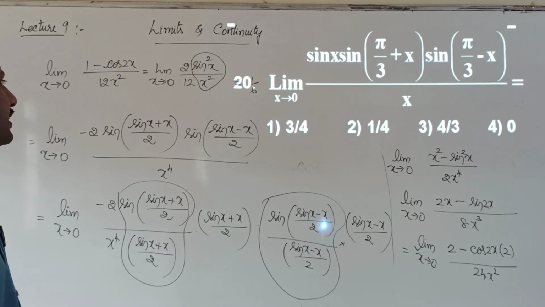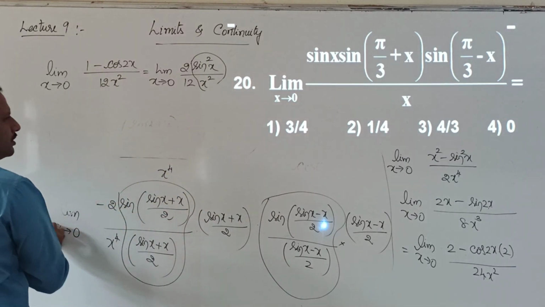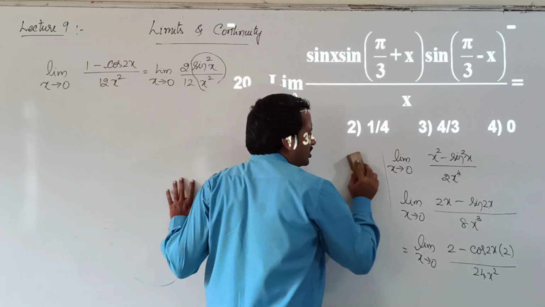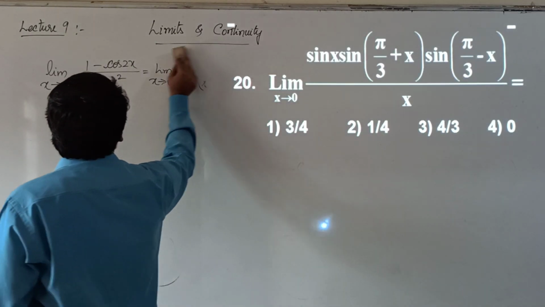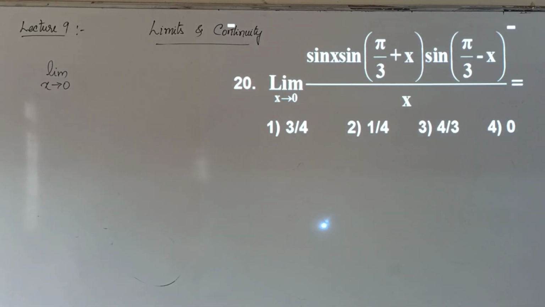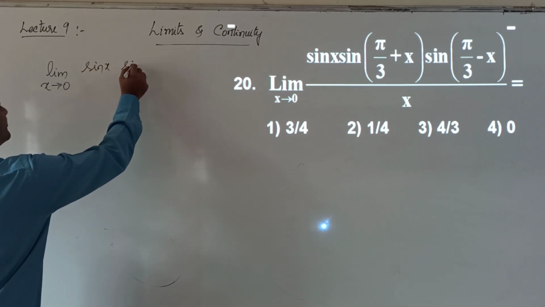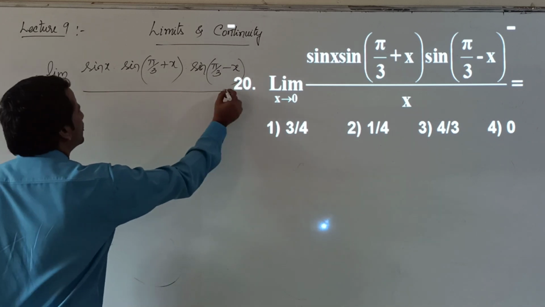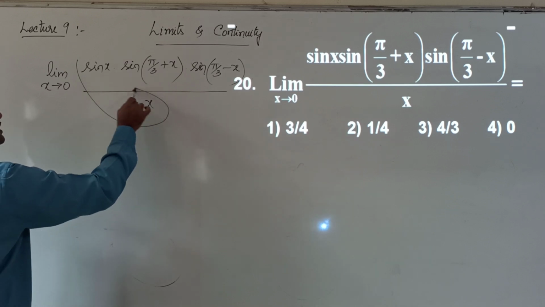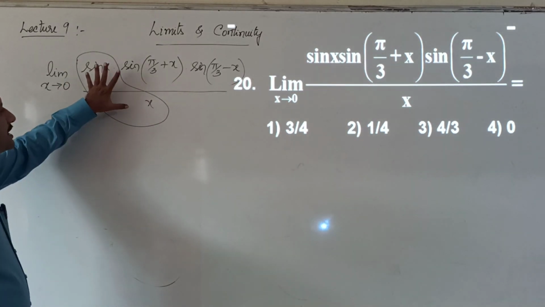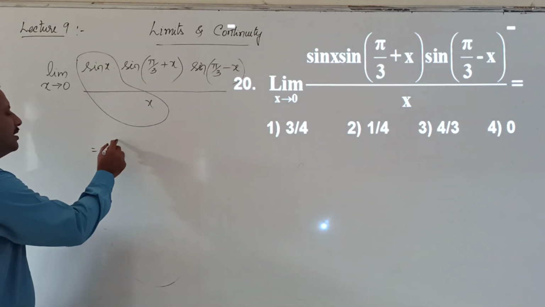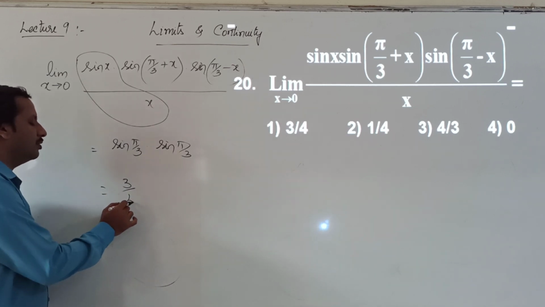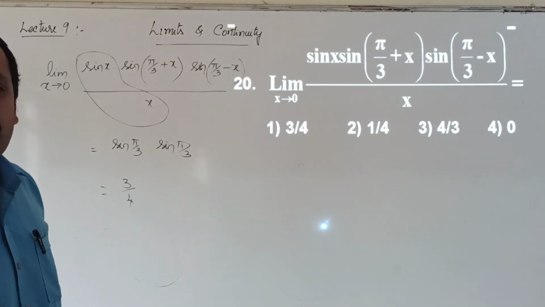Okay, next question. 20th. Limit x tends to 0, sin x into sin(pi by 3 plus x) into sin(pi by 3 minus x) divided by x. Now as x approaches 0, what happens to sin x by x? Sin x by x becomes 1. Okay, this expression is 1. Apply the limit for the others. What do you do? Put x as 0. I am getting sin pi by 3 into sin pi by 3. Sin pi by 3 is root 3 by 2, so root 3 by 2 into root 3 by 2 will give us 3 by 4, which is the first option.